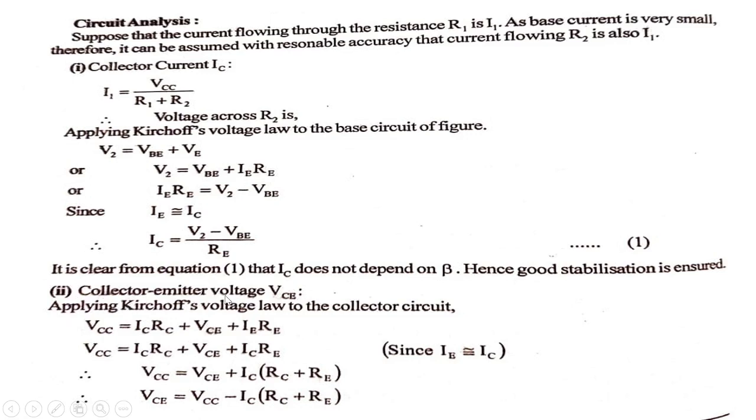Collector emitter voltage VCE: applying Kirchhoff's voltage law to the collector circuit, VCC equals IC RC plus VCE plus IE RE, that is VCC equals IC RC plus VCE plus IC RE. Therefore, VCC equals VCE plus IC times RC plus RE. Therefore, VCE equals VCC minus IC times RC plus RE.